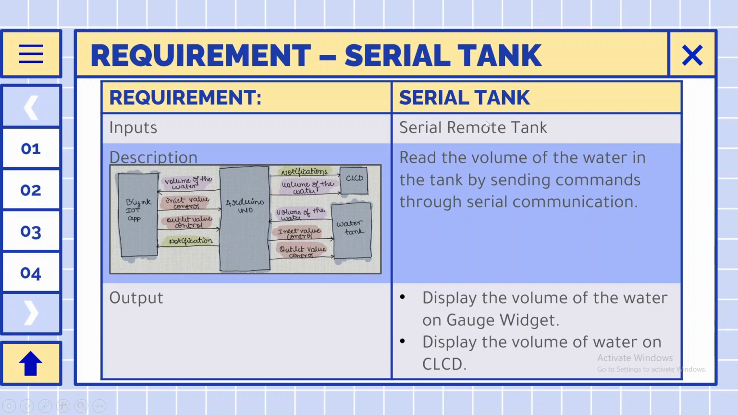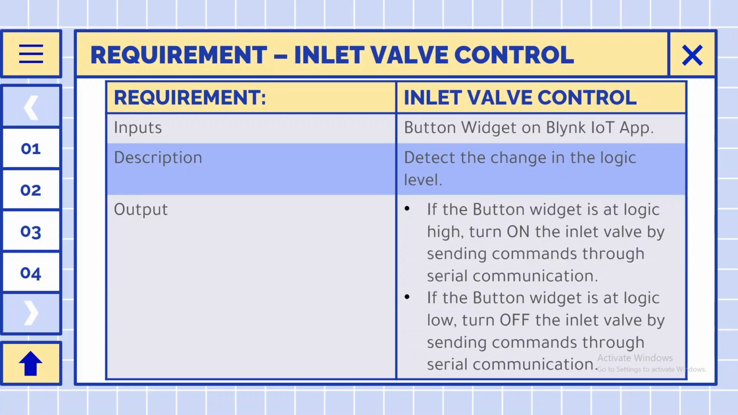Looking forward to the requirements of the serial tank, basically it needs to read the volume of the water in the tank and send commands through serial communication. The volume of the water will be displayed on the Blink app as well as on the CLCD. The inlet valve is the one through which the water is being filled into the serial tank, and if the tank overflows, the inlet valve button is turned off, and if not, it is turned on.